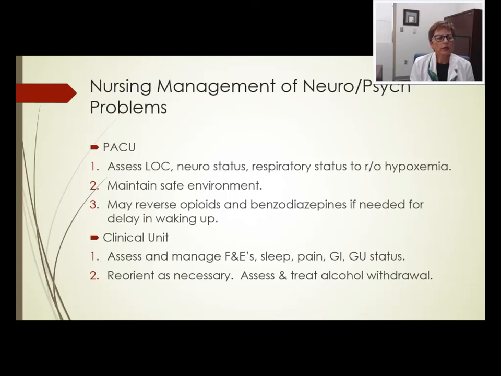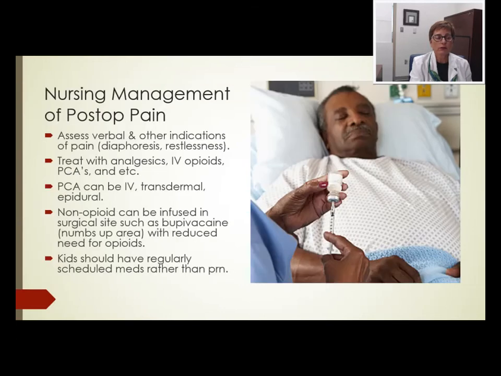On the clinical unit, we're going to assess, of course, and we're going to manage those fluids and electrolytes. We're going to try to get them to sleep. We're going to try to control the pain and assess the GI and GU status, and we're going to reorient as necessary, and we'll assess and treat alcohol withdrawal and also any drug withdrawal.